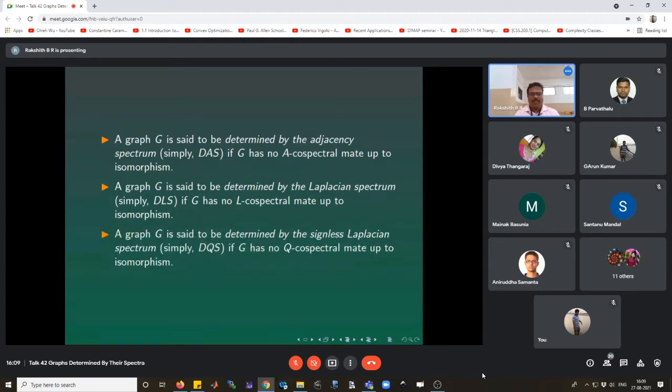Likewise, we also define DQS. DQS stands for graphs determined by the Signless Laplacian spectrum. A graph G is said to be determined by the Signless Laplacian spectrum if G has no Q co-spectral mate up to isomorphism. So now, what's the question?